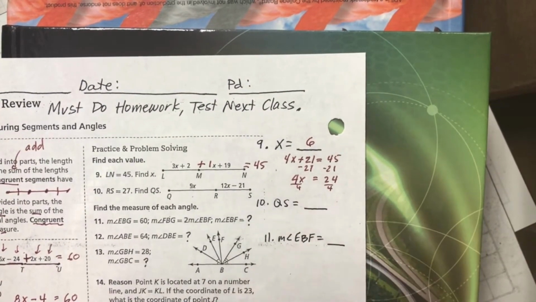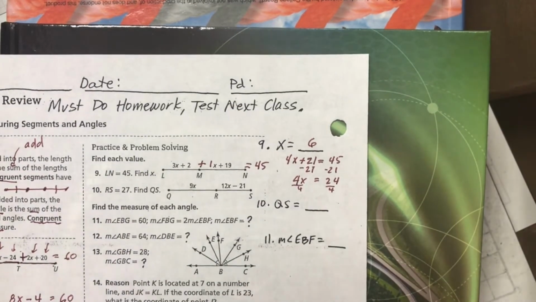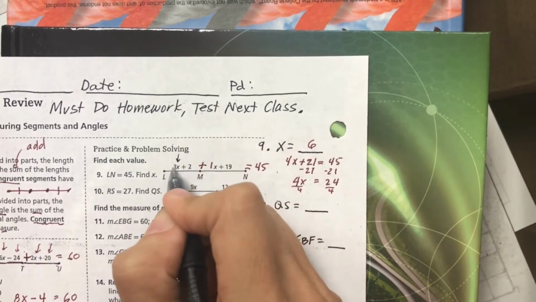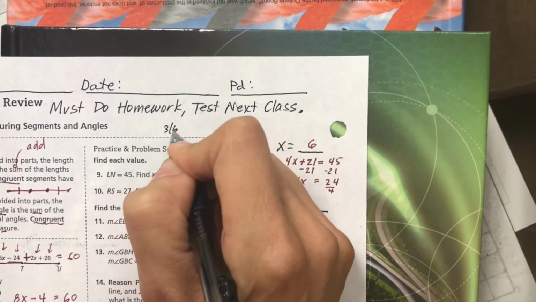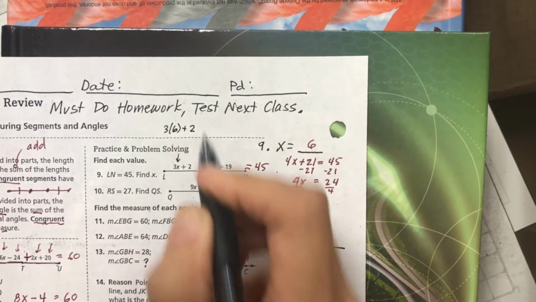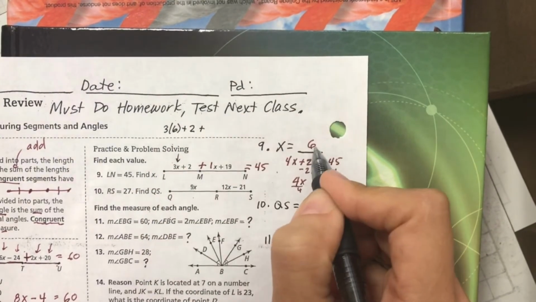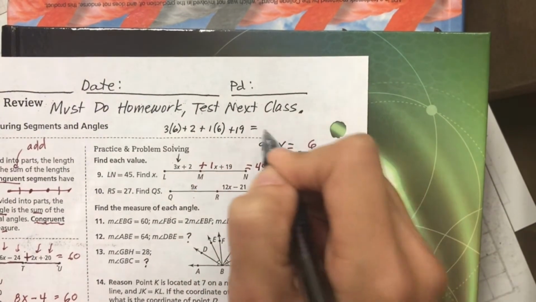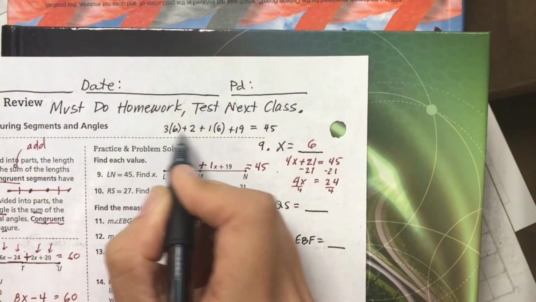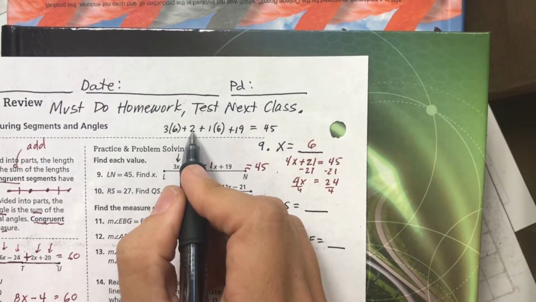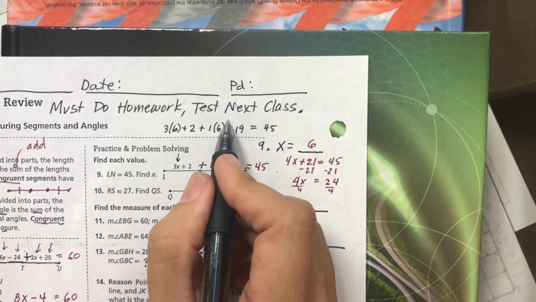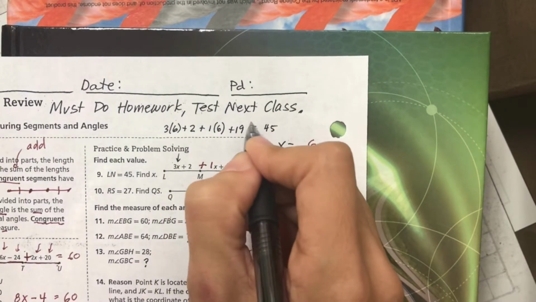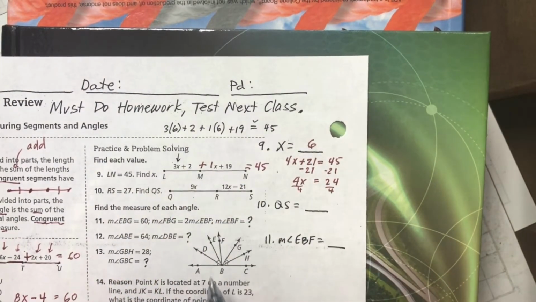Now, if you're still not sure, on the test maybe not on your homework, but if you practice on your homework, you'll do it on the test. If you plug 6 back in here, you can see if you got this right. So 3 times 6 plus 2 plus 1x, so we said x is 6, so 1 times 6 plus 19 should equal 45. And you can double check that in your calculator. So that'd be 18, 19, 20, 21, 22, 23, 24, 25, 26. 26 and 19 does get 45. Yep, so this should equal 45.